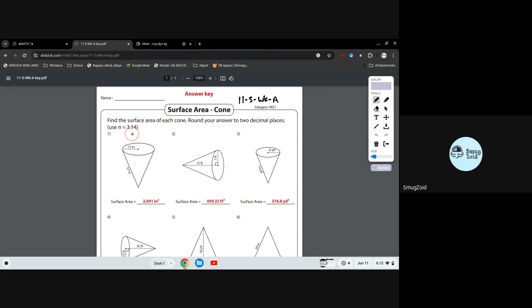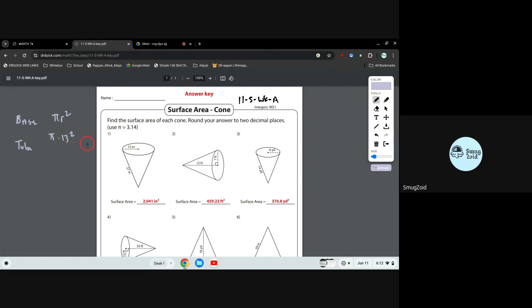Looking at the first thing, we have a base, and then we have what I'm calling the tube part, which is the elongated version of the actual figure. For the base of this, it's just pi r squared. You have to have the radius. So setting this up would be pi times 13 squared.